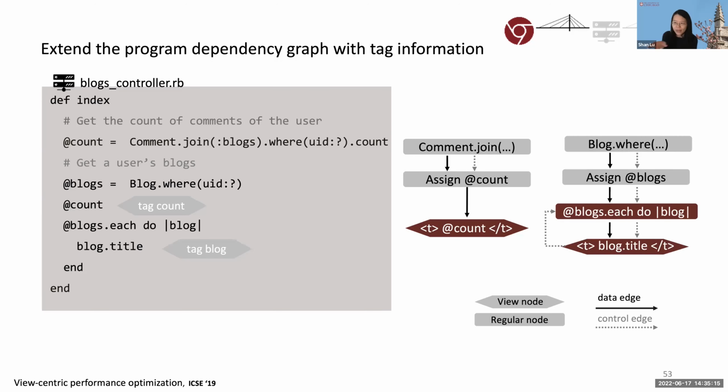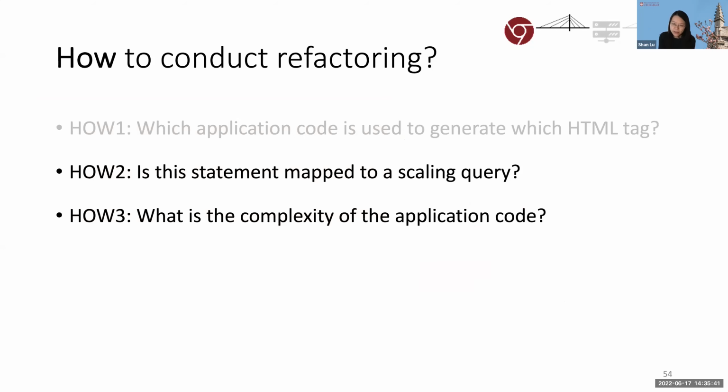So basically now, with this extended program dependency graph, you can see we can easily, if you give me an HTML tag, map that to a variable in this extended dependency graph, and I can easily do dependency checking and identify all the program statements that are used to generate this tag. So now the next question: with that, I can know the computation cost on the application side for each HTML, but I still don't know the database cost.